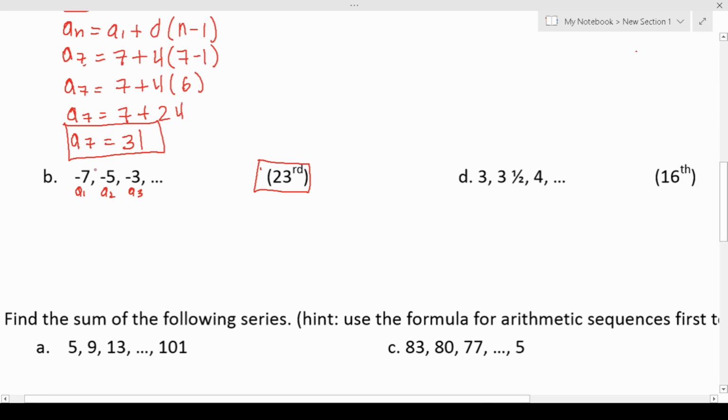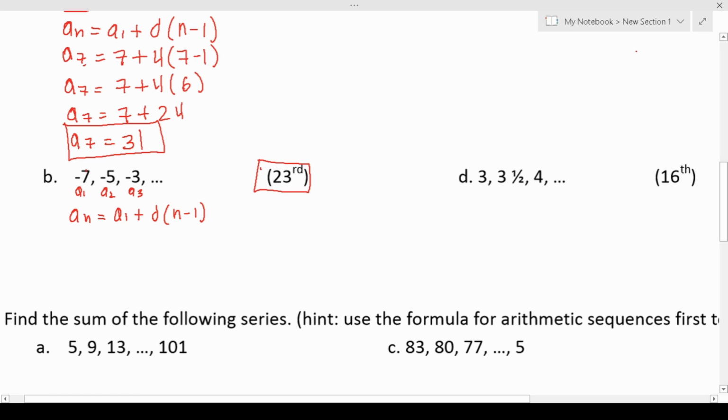So again, we're going to be using this formula. a_n equals a_1 plus d times (n minus 1). In this case, we know what a_1 is. It's always the first term in the sequence. We know n is going to be 23 since we're trying to find the 23rd term in this sequence. But that said, we need to figure out what the common difference is, and more often than not, that's pretty easy to do with arithmetic sequences.